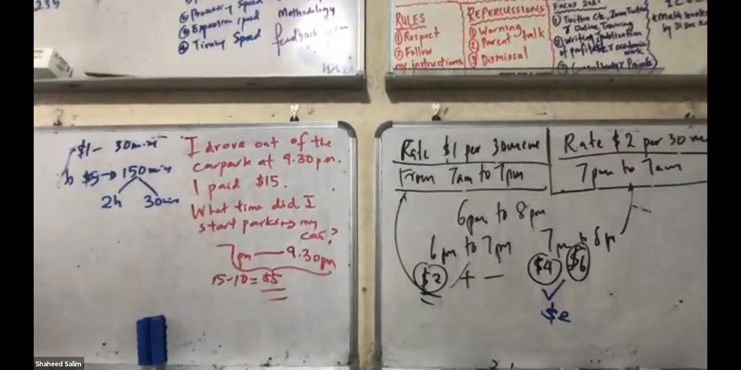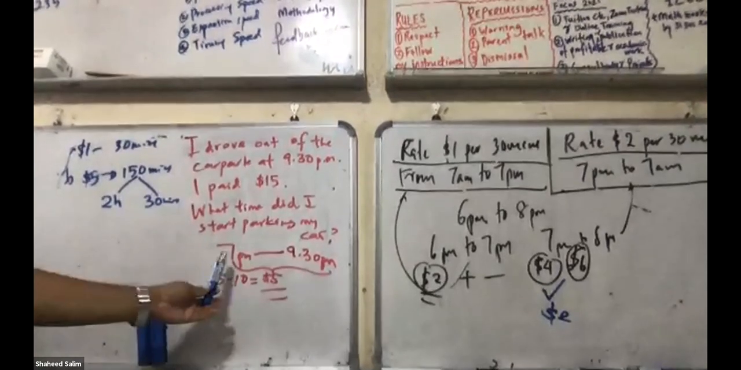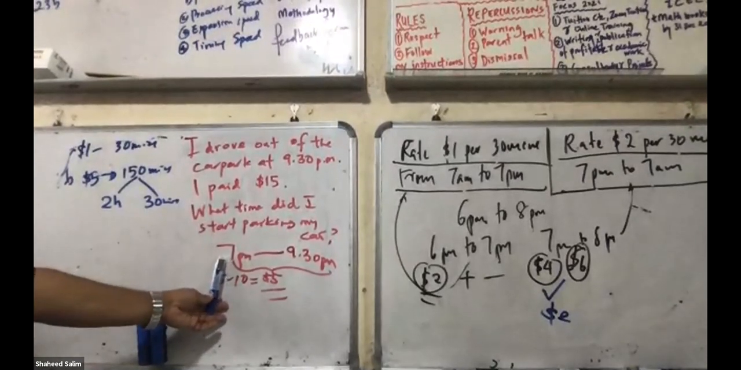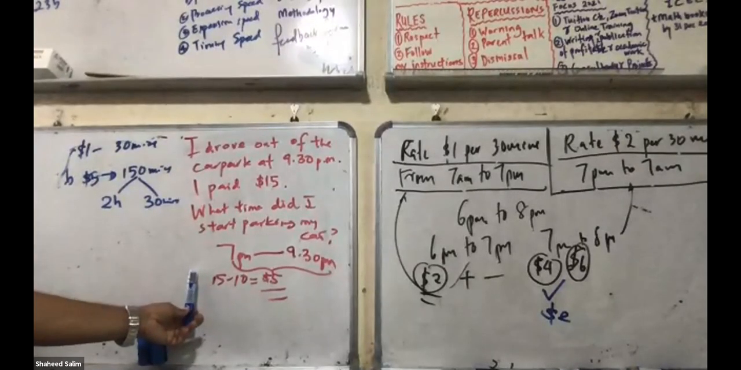That's your answer. What time is it? Go 2 hours behind. 2 hours before 7 is 5. 30 minutes before 5 is 4:30.